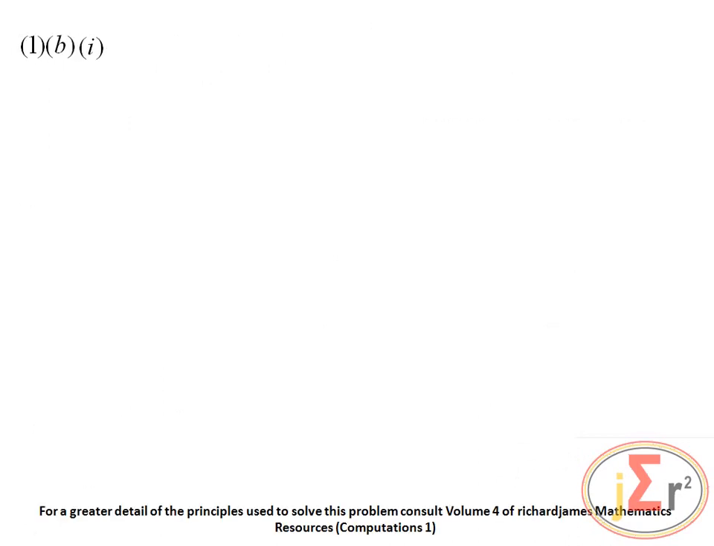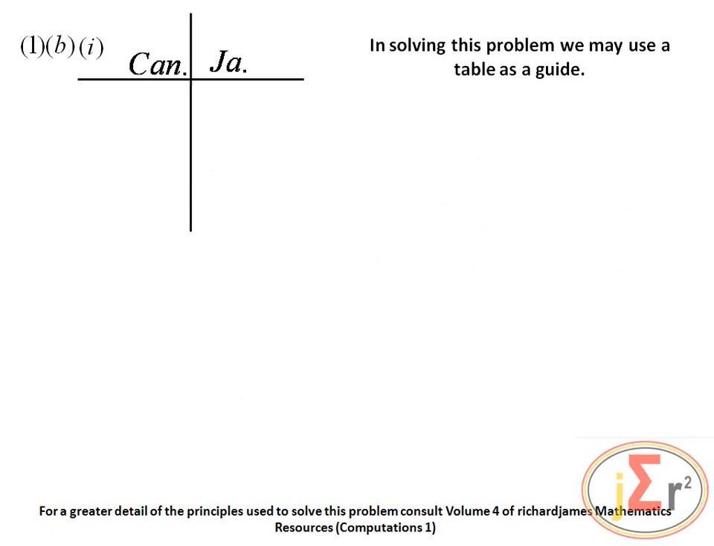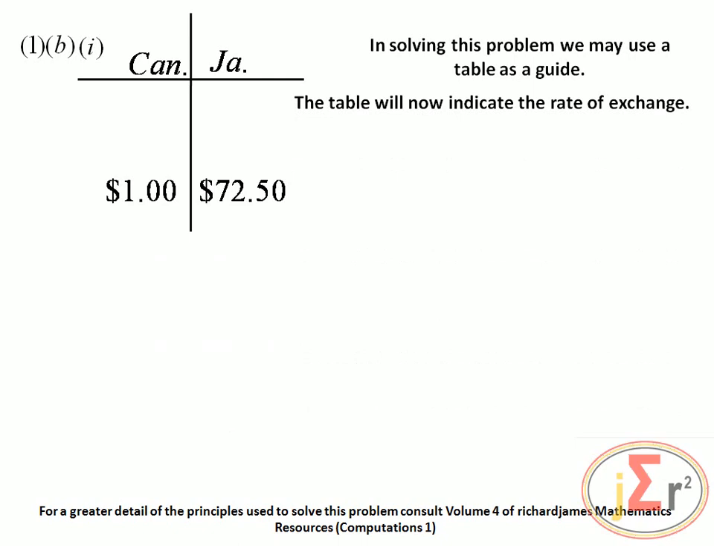This problem involves a rate of exchange between two countries. We are therefore dealing with foreign exchange. In solving this problem, we may use a table as a guide. It is not completely necessary to use the table, but it helps to give some order or form to the calculation process. The first thing that we'll introduce in the table is the rate of exchange. So we have $1 Canadian to $72.50 Jamaican.